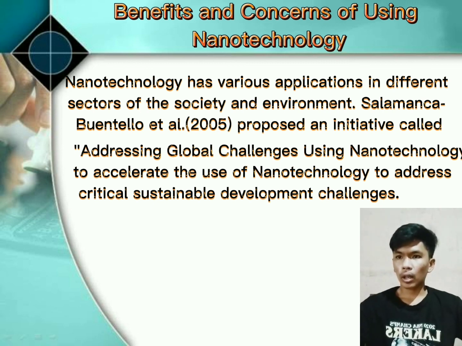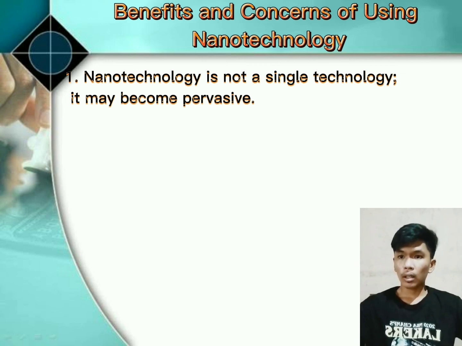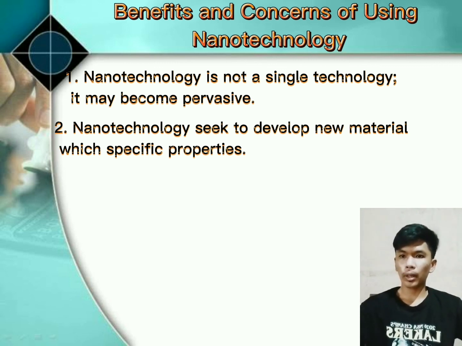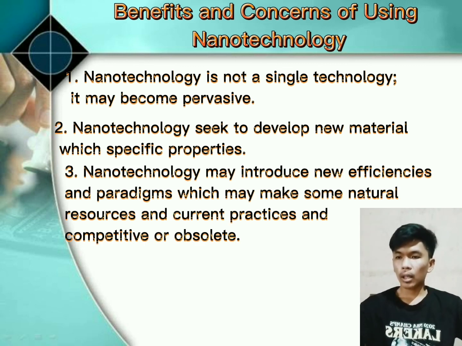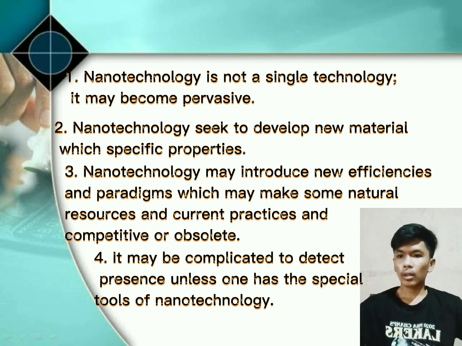However, there are concerns that need to be addressed before using and promoting materials derived from nanotechnology, Dairy 2005. Number 1, nanotechnology is not a single technology. It may become pervasive. Number 2, nanotechnology seeks to develop new materials with specific properties. Number 3, nanotechnology may introduce new efficiencies and paradigms which may make some natural resources and current practices uncompetitive and obsolete. Number 4, it may be complicated to detect its presence unless one has specialist tools of nanotechnology.